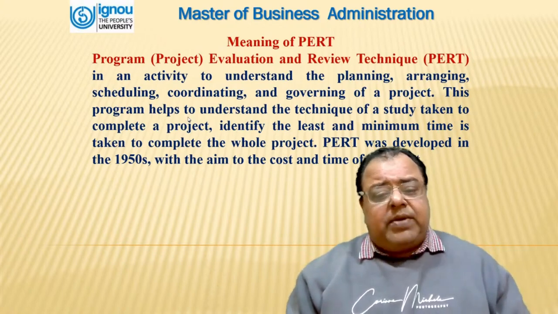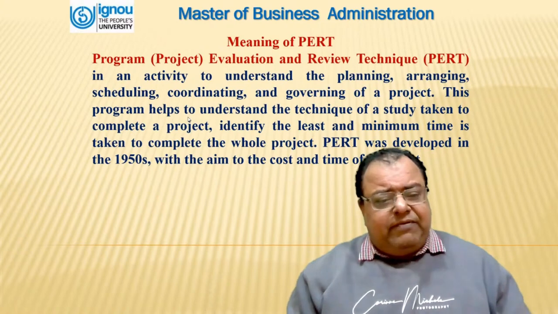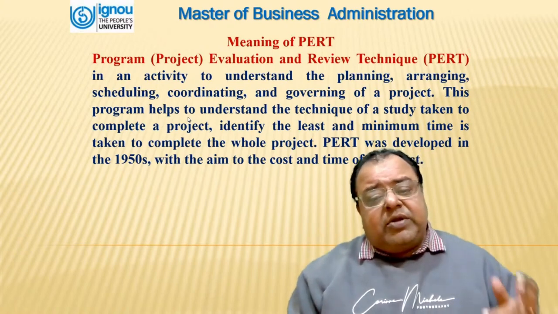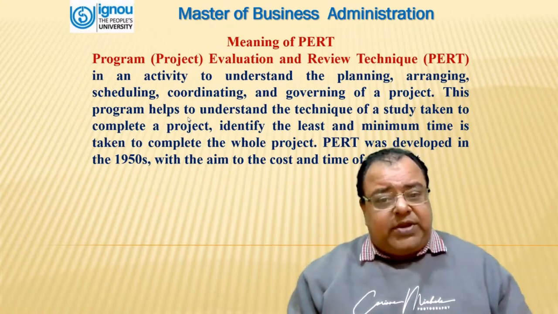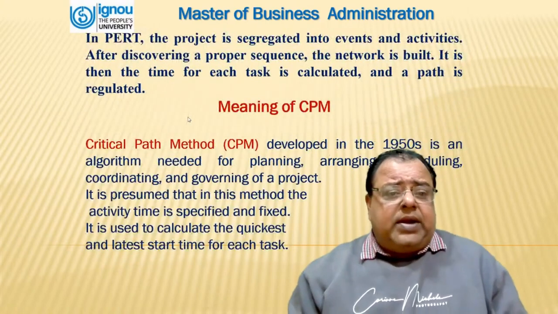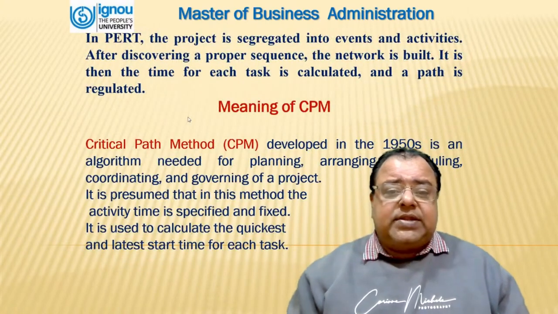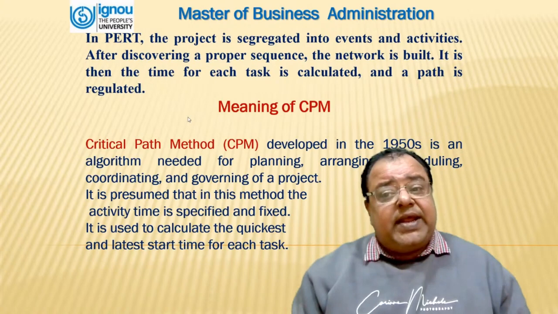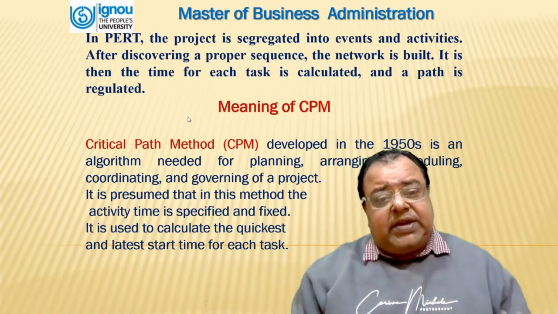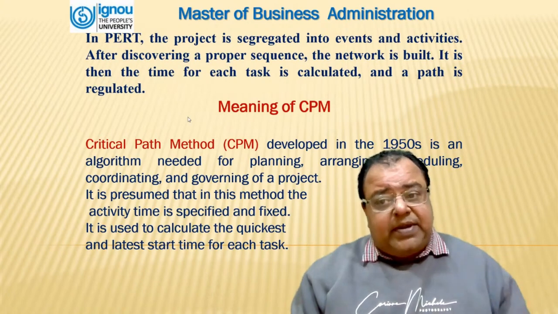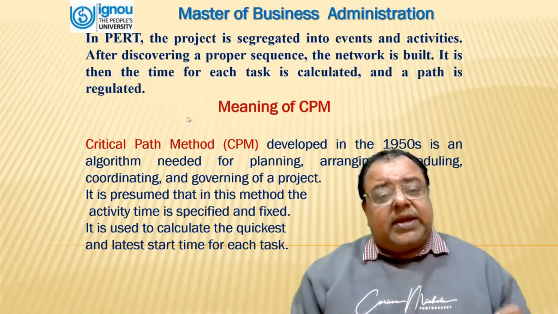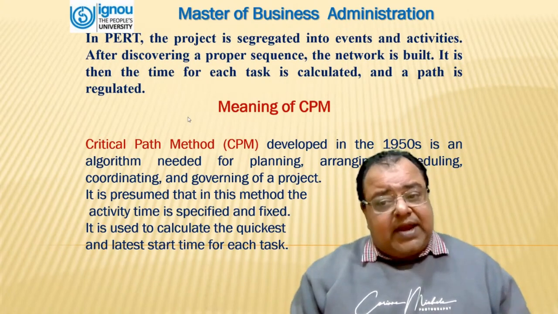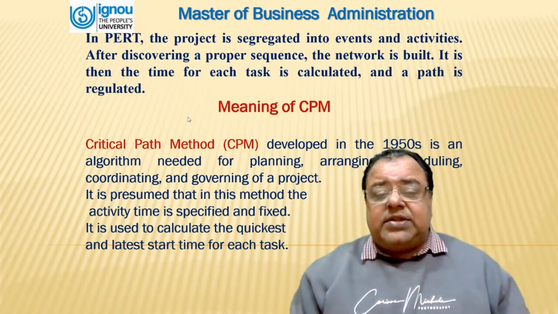PERT was developed in late 1950s with the aim to reduce the cost and time of a project. In PERT, the project is segregated into events and activities. After discovering a proper sequence, a network is built. Then the time for each task is calculated and a path is regulated.